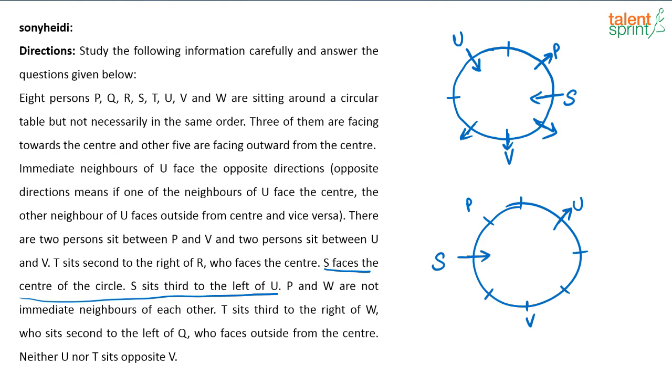Here you cannot fix the directions of the remaining people because we have only got one person who faces inwards and one person who is facing outward. Okay, yeah. So till this we have fixed. Then what else is given?